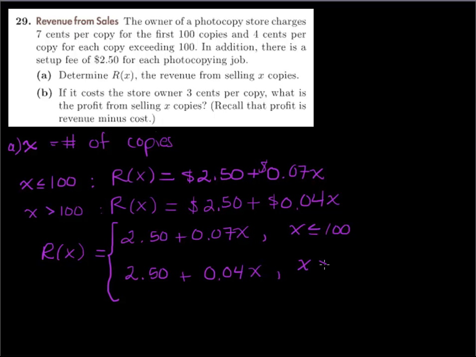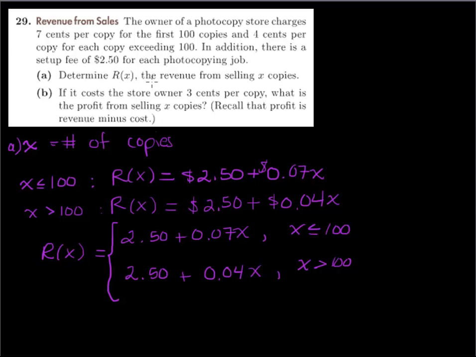If you look in your book, you'll see examples of that. I'm sure you already have. And that is our solution for part A. If we look at B, it says if it costs the store owner 3 cents per copy, what is the profit from selling X copies?